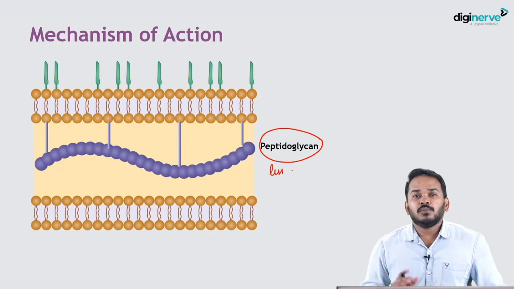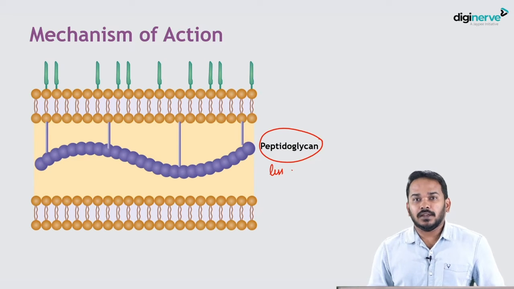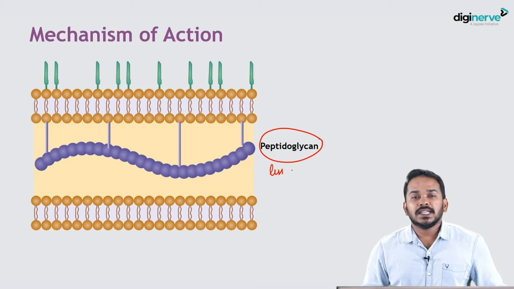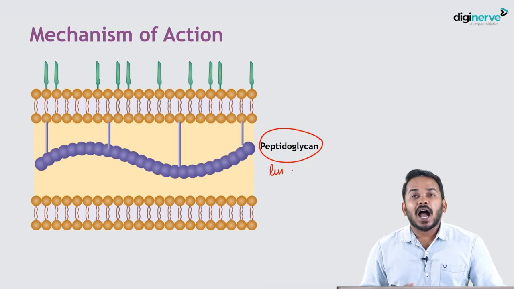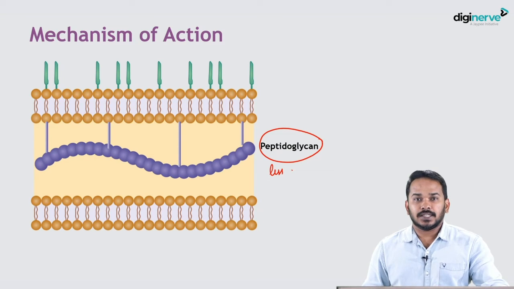So in both gram-positive organisms and gram-negative organisms, there is presence of peptidoglycan. This peptidoglycan is an integral part of the cell wall in both gram-positive and gram-negative bacteria. Now we will see how this peptidoglycan is synthesized. Imagine this is a bacterial cell.